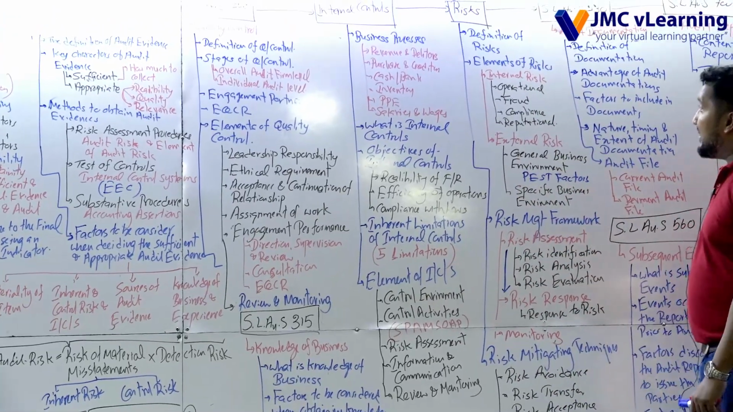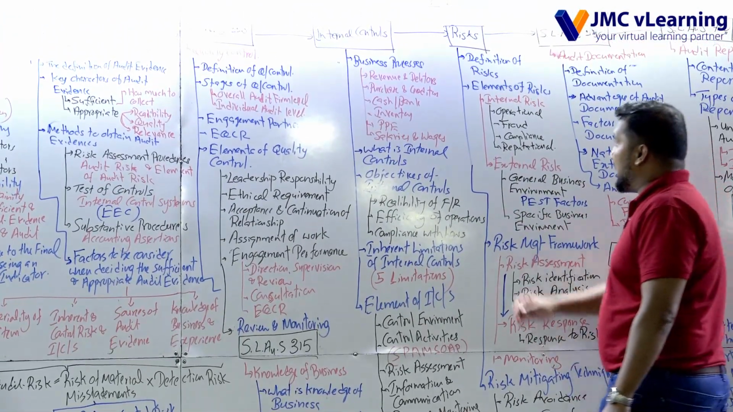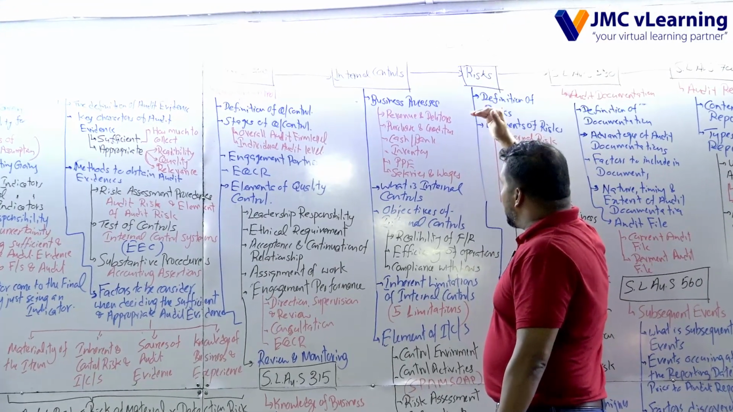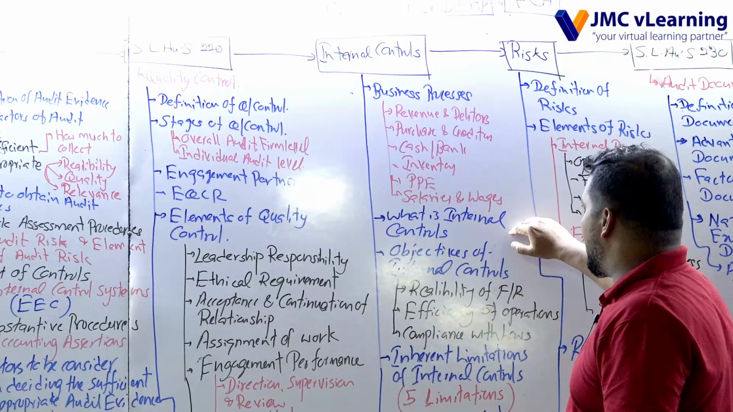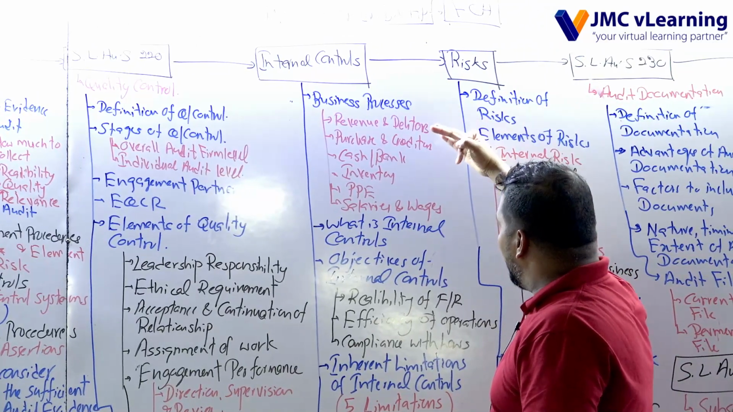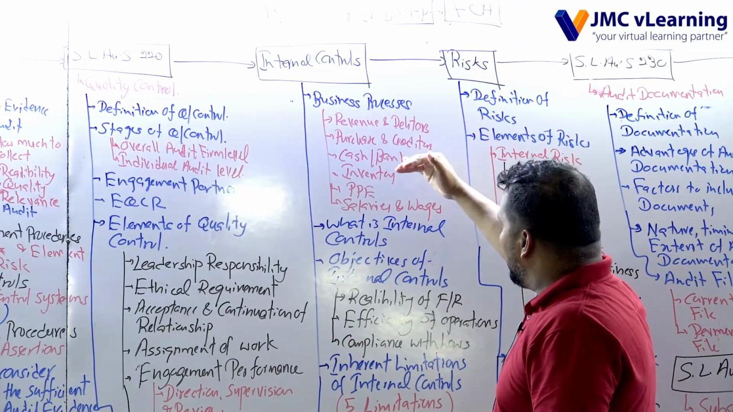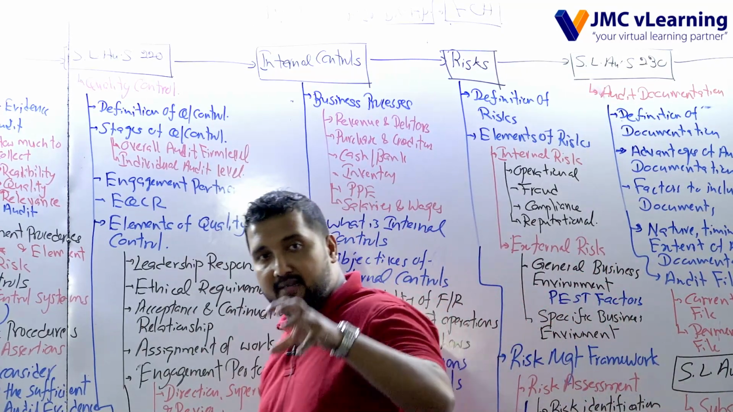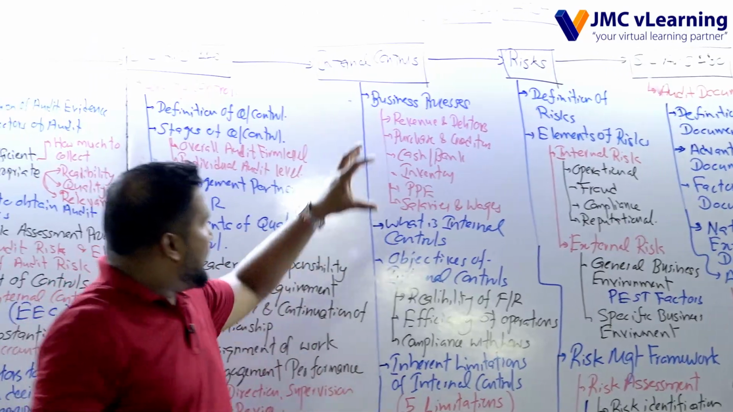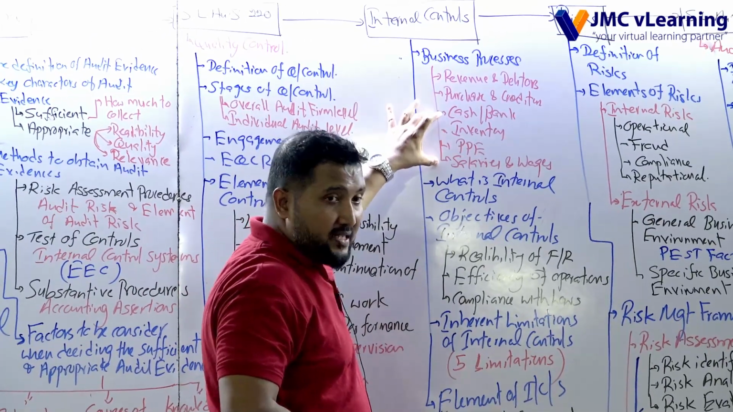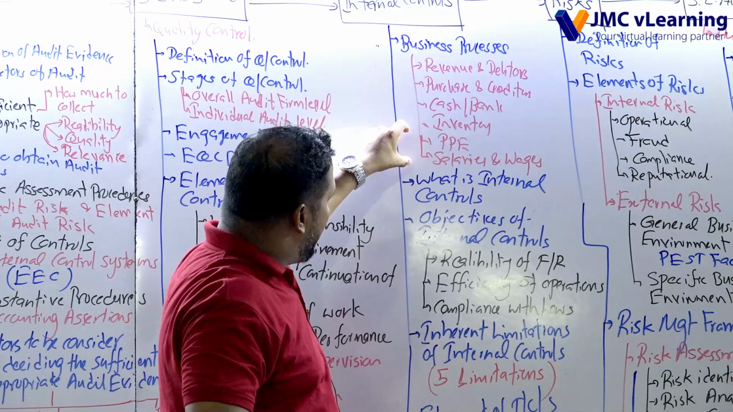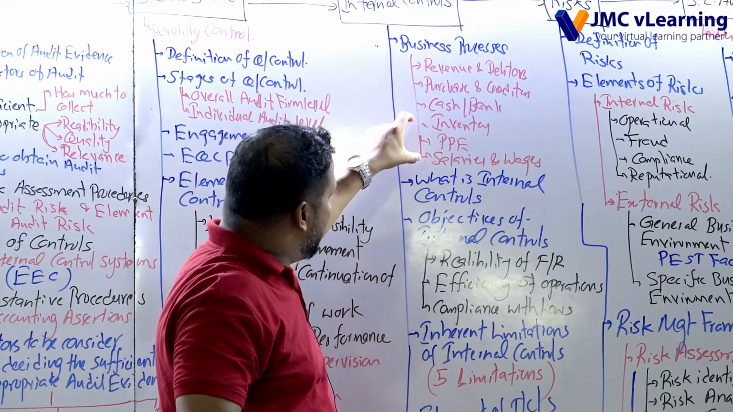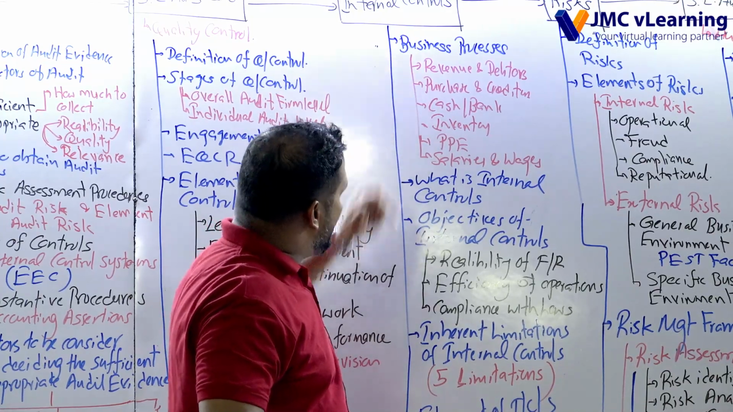Then we had a detailed discussion in our theory class with regard to internal control, where we spent more than 1 month. So we discuss business processes. There are 7 business processes which we discuss: revenue and debtors, purchases and creditors, cash and bank, then inventory, PP&E and salaries and wages. All these business processes we'll discuss from 2 angles: internal controls which are applicable for all these business processes, and the audit procedures that the auditor is going to perform to validate the assertions of all these individual balances.